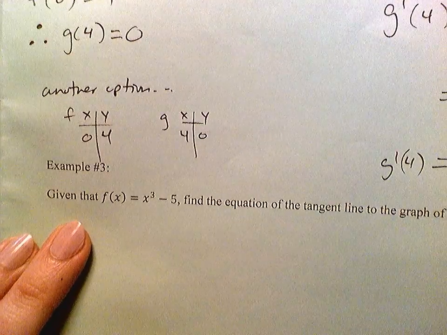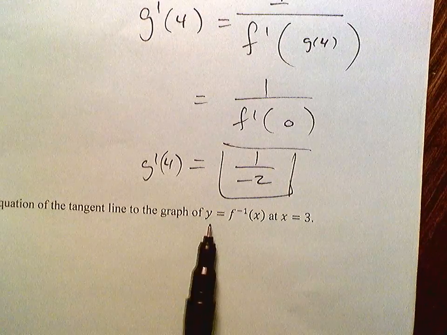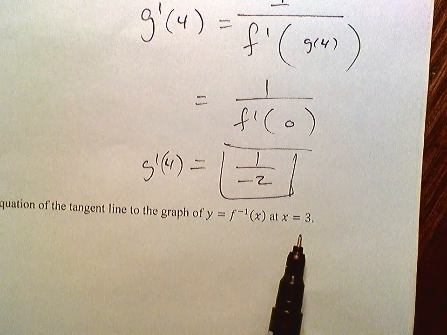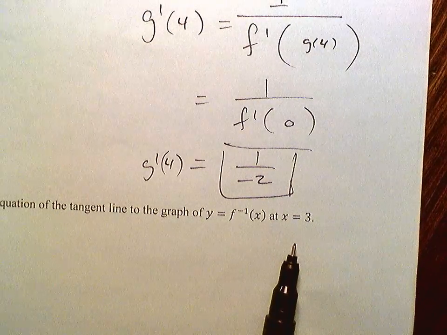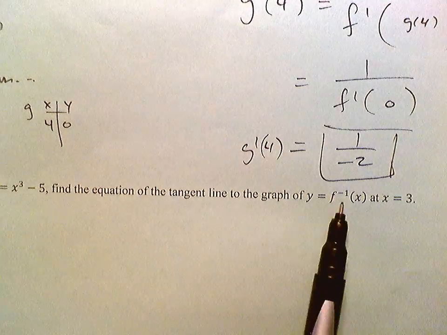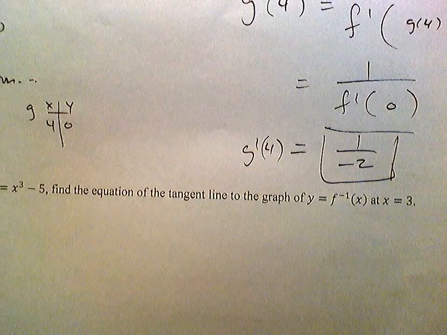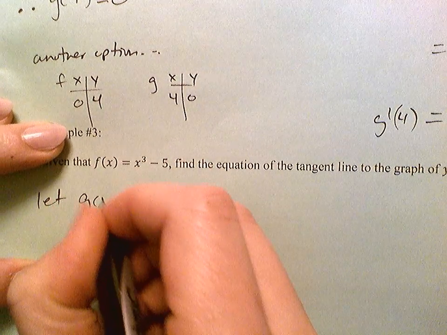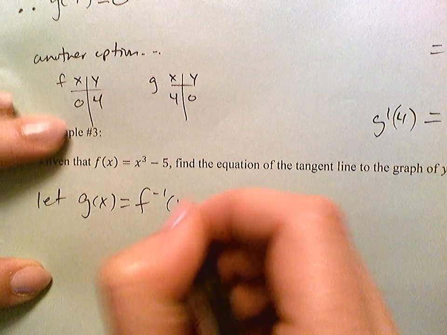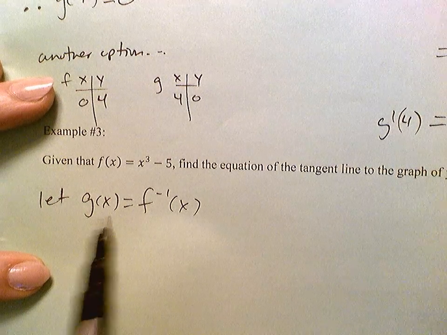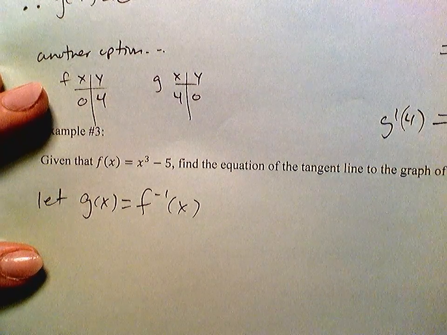So given that f of x equals x to the third minus 5, find the equation of the tangent line to the graph y equals f inverse of x at x equals 3. Okay, so let's think this through. Let's first of all do this, guys. Because the inverse notation is kind of hard to work with, let's make the notation easier and let g of x equal f inverse of x. This notation is easier to work with, and also this is the notation that shows up in the formula that we proved on the other page.